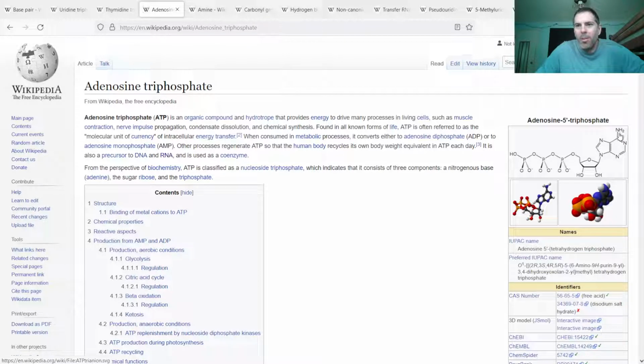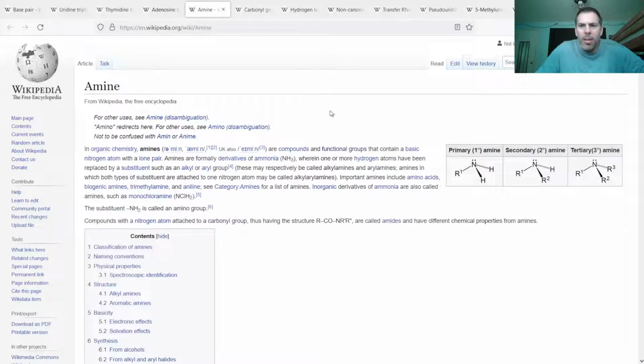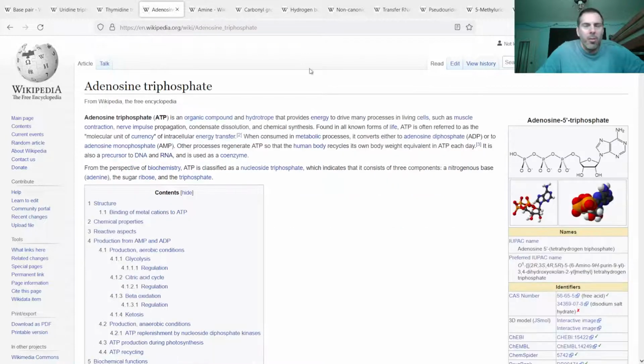It only has this amine group, whereas thymine and uracil have carbonyl groups but not amine groups. So the amine group is some molecule with a nitrogen and 2 hydrogens. That's the primary amine, and that's what you can see here on this adenosine nucleoside triphosphate.